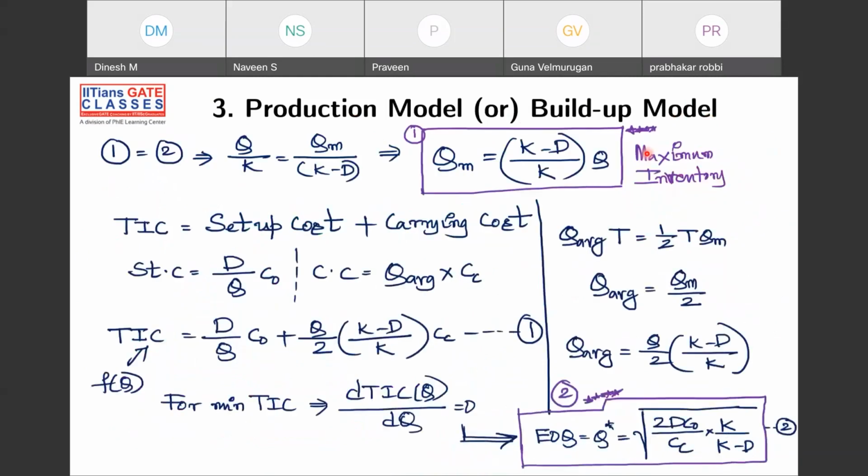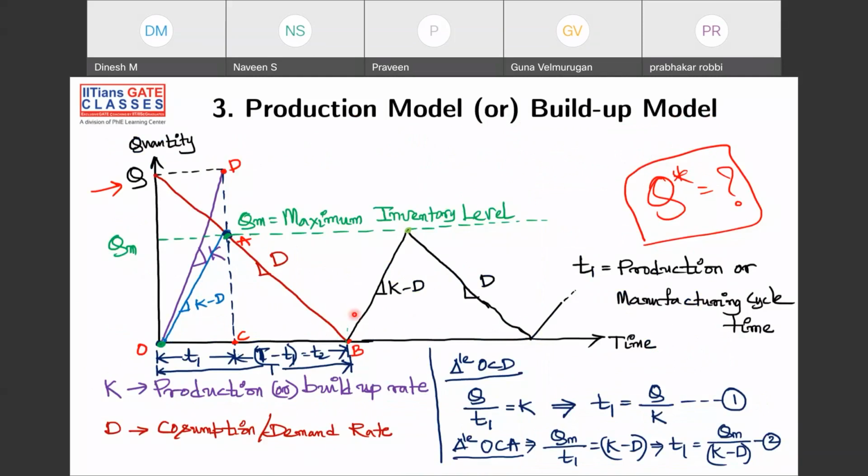Here some good derivations are going up. I'm not going to discuss them, so don't worry about it. The important concept is what I'm discussing.